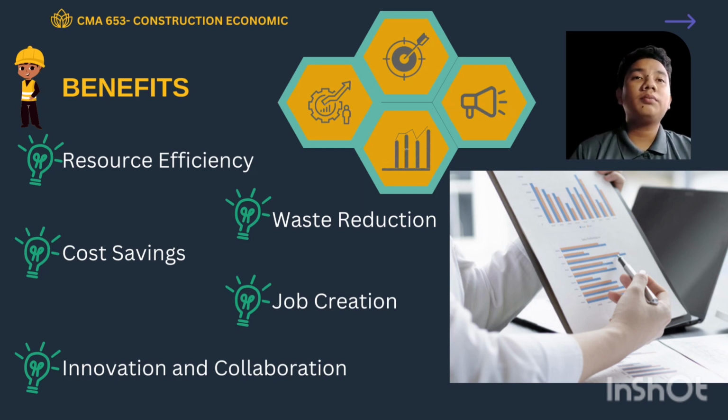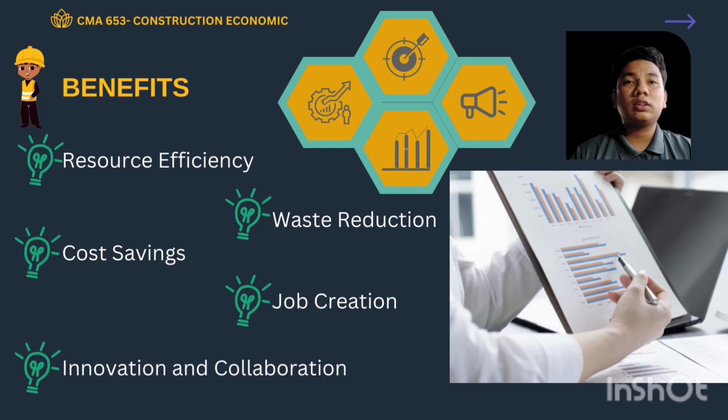Next is waste reduction. Construction generates a significant amount of waste, including demolition debris, packaging material, and excess construction material. By embracing a circular economy, the industry can reduce waste generation through strategies such as deconstruction instead of demolition, salvaging and reusing material, and implementing modular design principles.